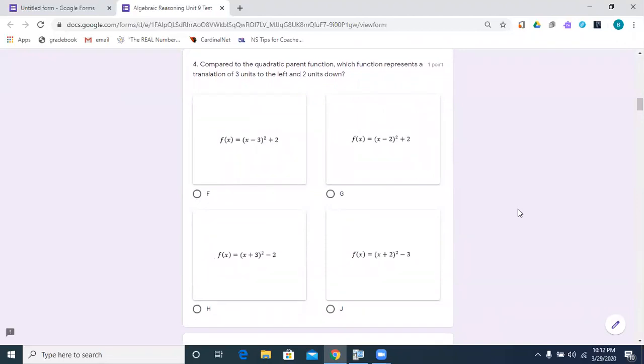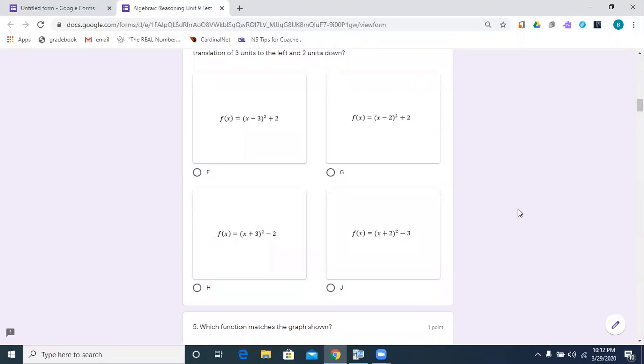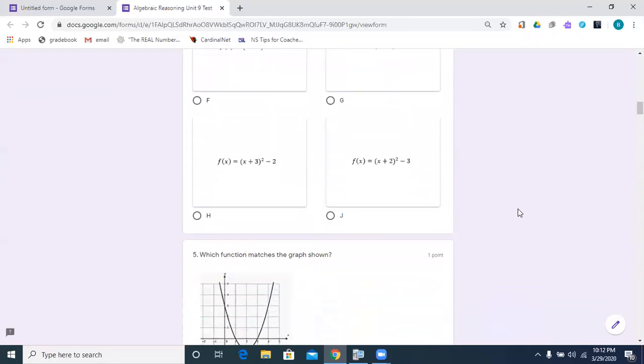Number 4. Compared to the quadratic parent function, which function represents a translation of 3 units to the left and 2 units down? F, f of x is equal to (x minus 3) squared plus 2. G, f of x is equal to (x minus 2) squared plus 2. H, f of x is equal to (x plus 3) squared minus 2. J, f of x is equal to (x plus 2) squared minus 3.